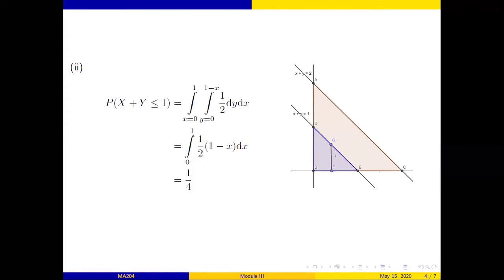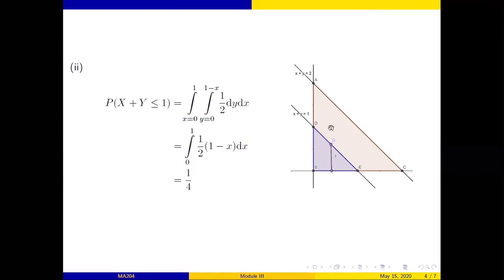and the lower point of the vertical line is F, which falls on the x-axis, which is y equal to 0. The maximum point is G, which falls on the line x plus y equal to 1, hence we have y equal to 1 minus x. And so the inner limits are y equal to 0 to 1 minus x.